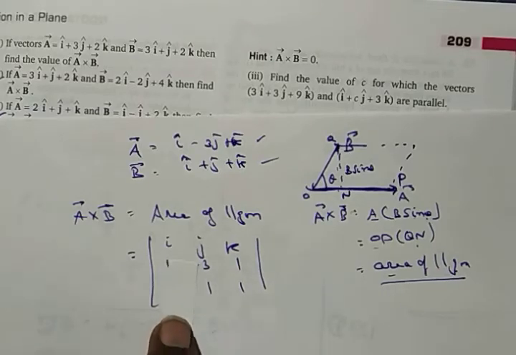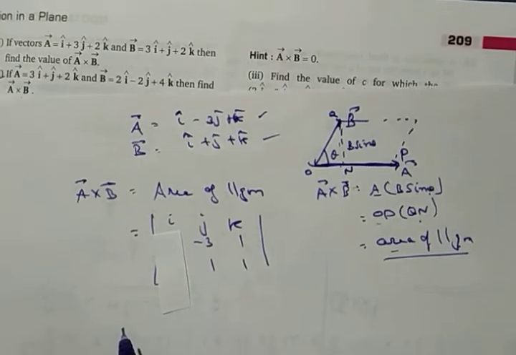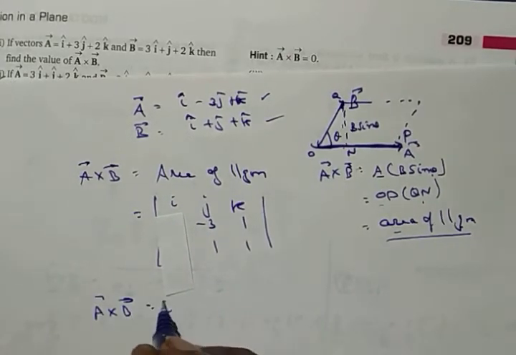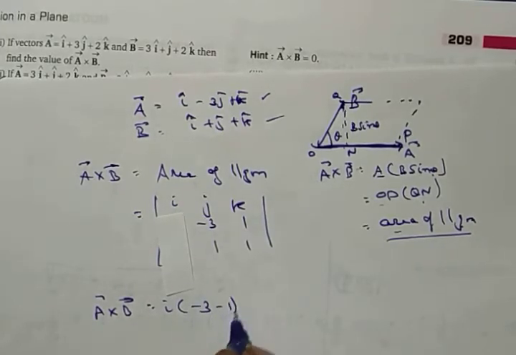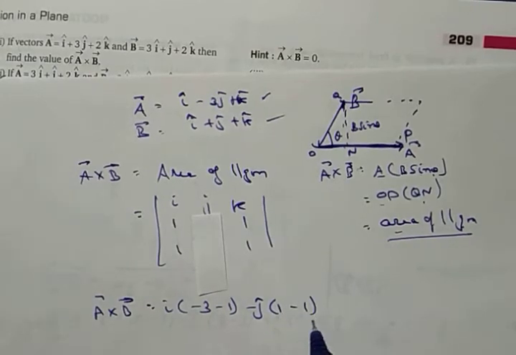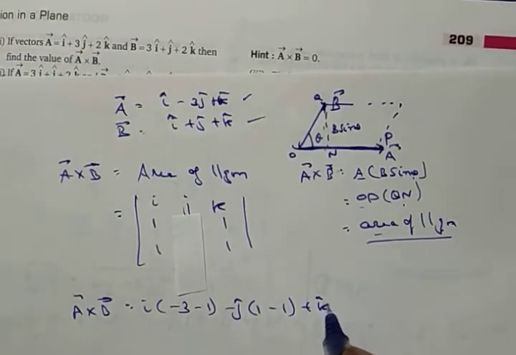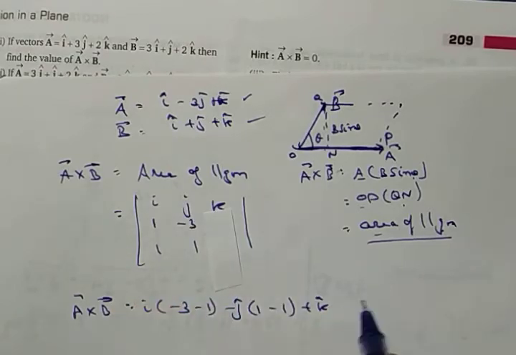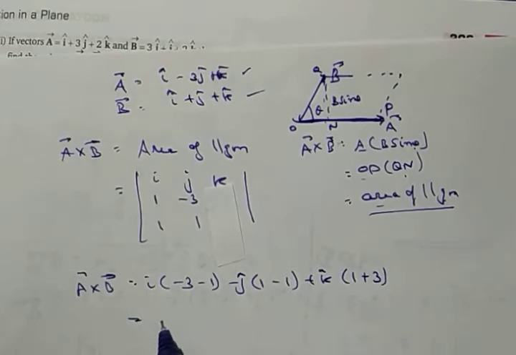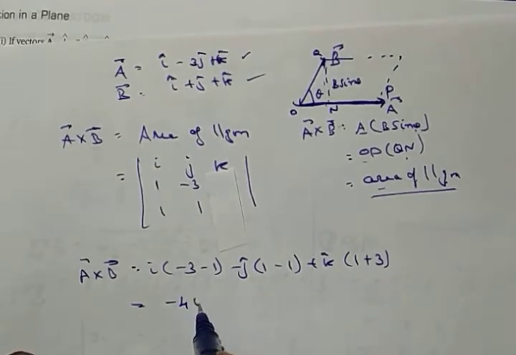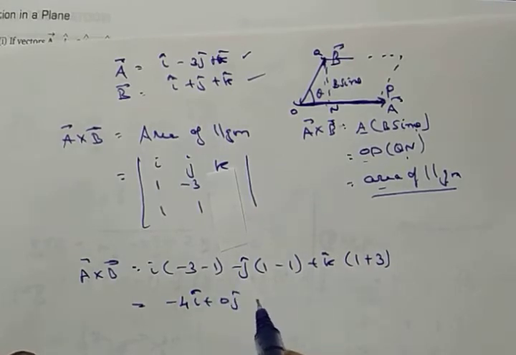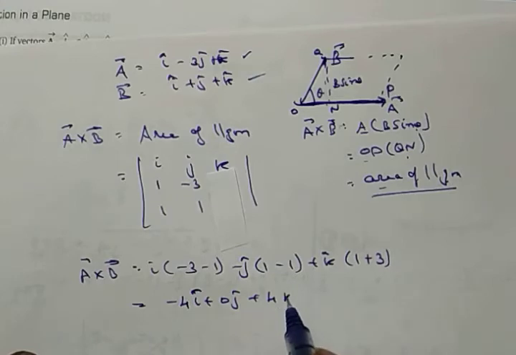So going the same way, hide this one. So i cap in A cross B is equal to minus 3 minus 1, minus j cap is going to be equal to 1 minus 1, and then plus k cap is going to be equal to 1 plus 3. So that will become minus 4 i cap, and here it is going to be 0, and then plus 4 k cap.